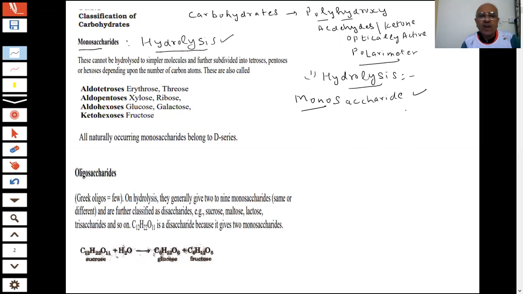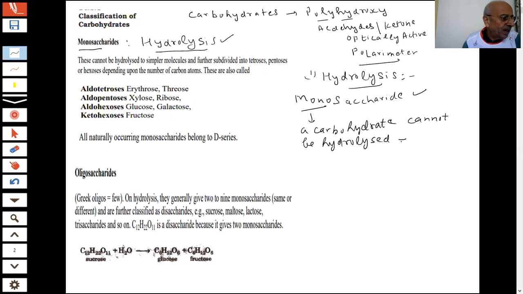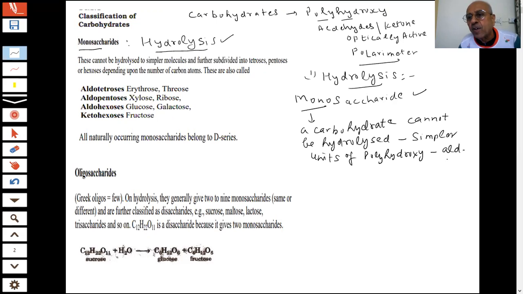Mono means that if I hydrolyze it with water, it will not give simpler units or other molecules of carbohydrates. It is not hydrolyzed. In other words, I can say a carbohydrate that cannot be hydrolyzed. It is a carbohydrate, but it cannot be hydrolyzed. That means if I react it with water, it cannot be hydrolyzed to give simpler units of polyhydroxy aldehydes or ketones. Yes, sir. So it cannot produce simpler units of polyhydroxy aldehyde or ketone.